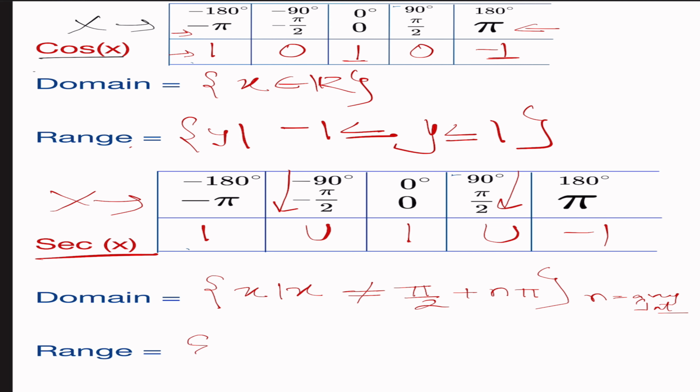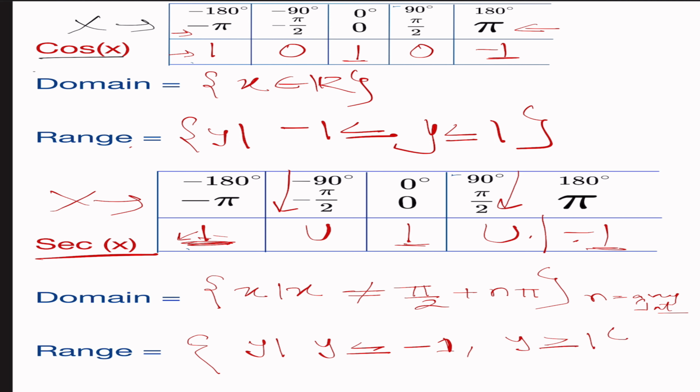How about the range? You see, the range we get is 1, 1, -1. That means it can be more than 1, but it cannot be between 1 and -1. You see, it cannot be between 1 and -1. You always get undefined values between 1 and -1. So we can just write it down. The range is less than -1 or more than 1.